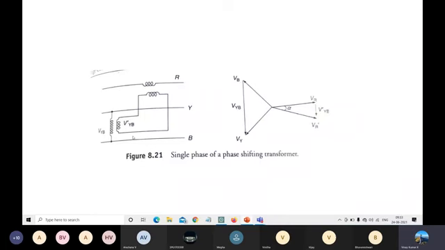Okay, so this completes the voltage control by using transformers. So this is enough. In the next class we will discuss how the voltage is actually dependent with respect to our reactive power.